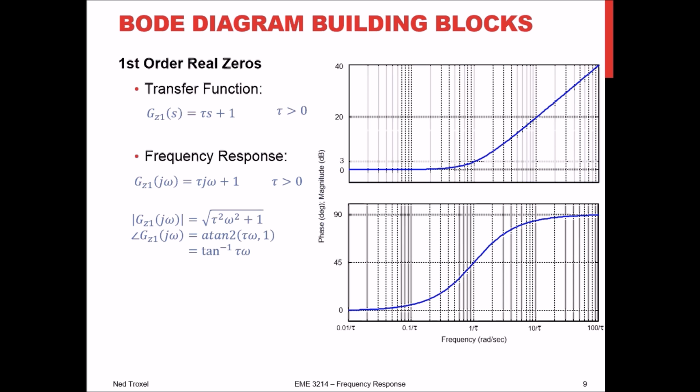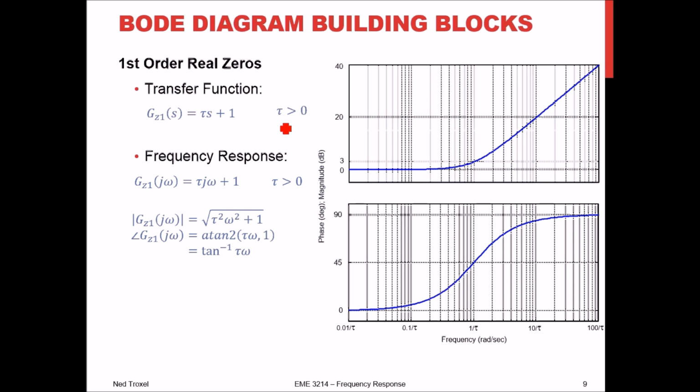Let's now talk about a first order real zero. So the same thing, and let's say that tau again is greater than 0. That puts the zero in the left half plane. Sometimes we'll call that a stable zero, even though zeros don't have any impact on stability. It's just to say that the zero is in the left half plane. And it basically flips the graphs over the 0 dB magnitude line and 0 degree phase line.